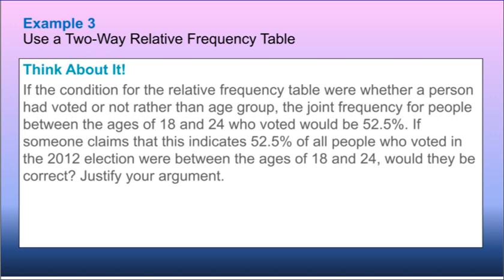This would not be correct because that 52.5% is only talking about all those people 18 to 24, not the whole amount of people who voted. Okay, so this is only talking amongst just 18 to 24-year-olds. So only 52.5% of 18 to 24-year-olds voted. So that's not half of the people who voted in there. This is just talking about one subgroup of it.